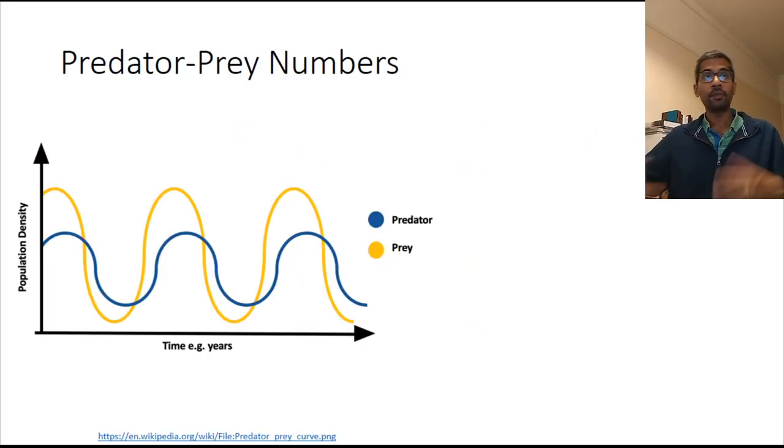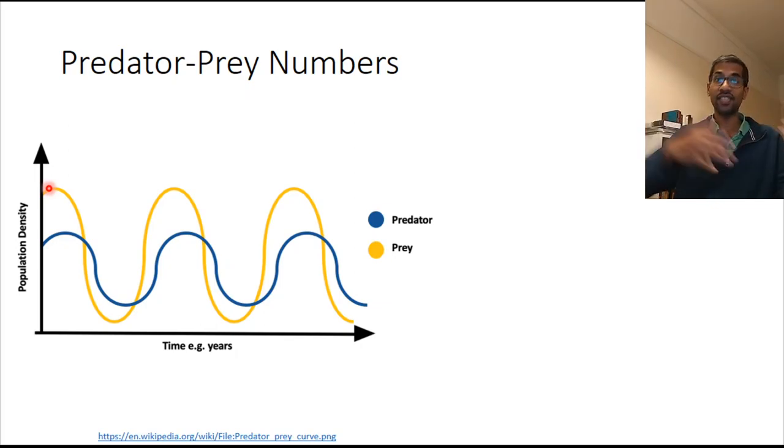So basically, the idea works like this. If you have a lot of prey, some kind of animals that are eaten by another kind of animals, let's say the prey is rabbits and the predators are foxes. As the number of rabbits increases, the ecosystem is able to support more foxes because the foxes eat the rabbits and have enough nutrition available, so the number of foxes starts to increase.